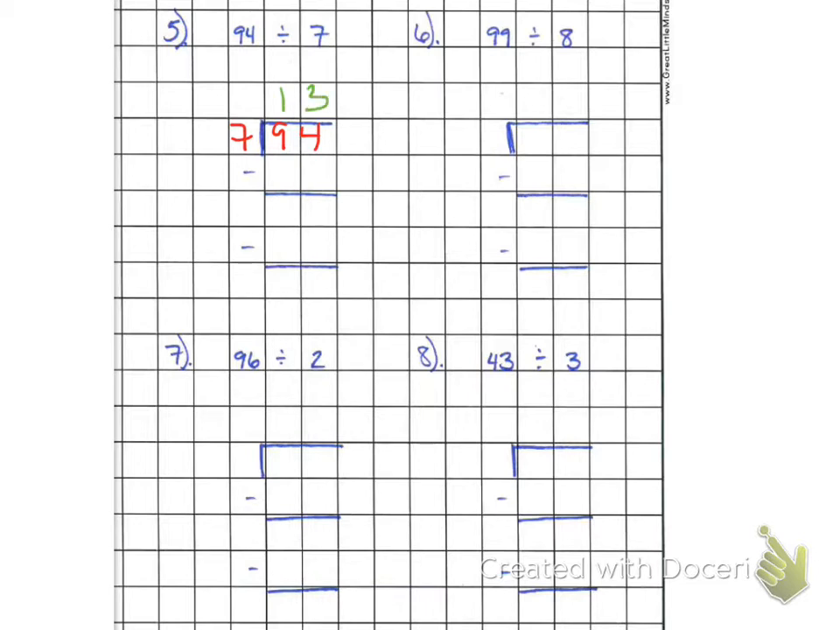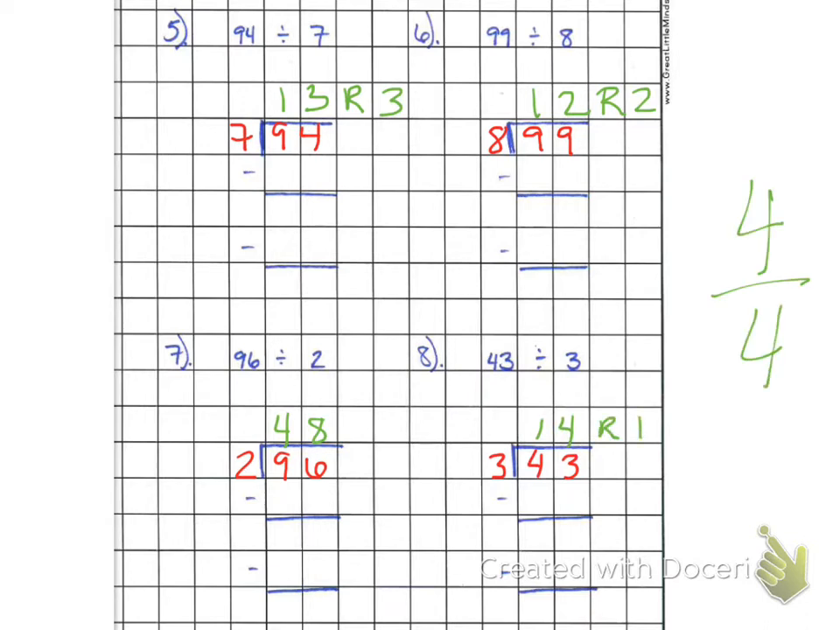is 13 remainder 3. We've got 99 divided by 8 is 12 remainder 2. We've got 96 divided by 2 is 48, no remainder, so don't write any remainder. And last but not least, we've got 43 divided by 3 is 14, remainder 1. Hope you got 4 out of 4 there, ladies and gentlemen. And we'll do some more work with that tomorrow.